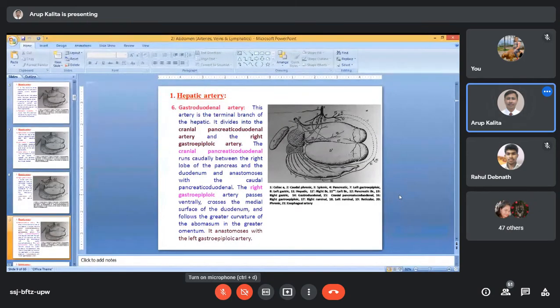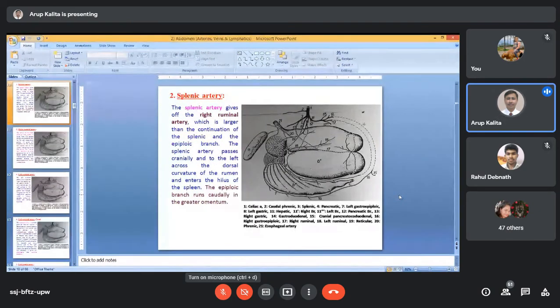Okay. Now coming to the next branch, the splenic artery. So this is the spleen, number 3. The splenic artery, here you see number 3. The splenic artery gives off the right ruminal artery. The right ruminal artery, I am showing you here, is number 17. This one is the right ruminal.